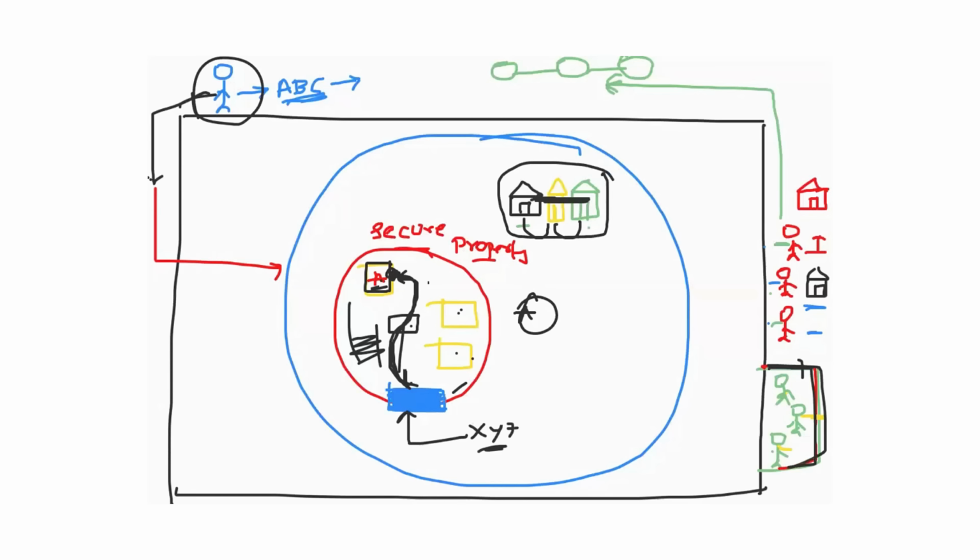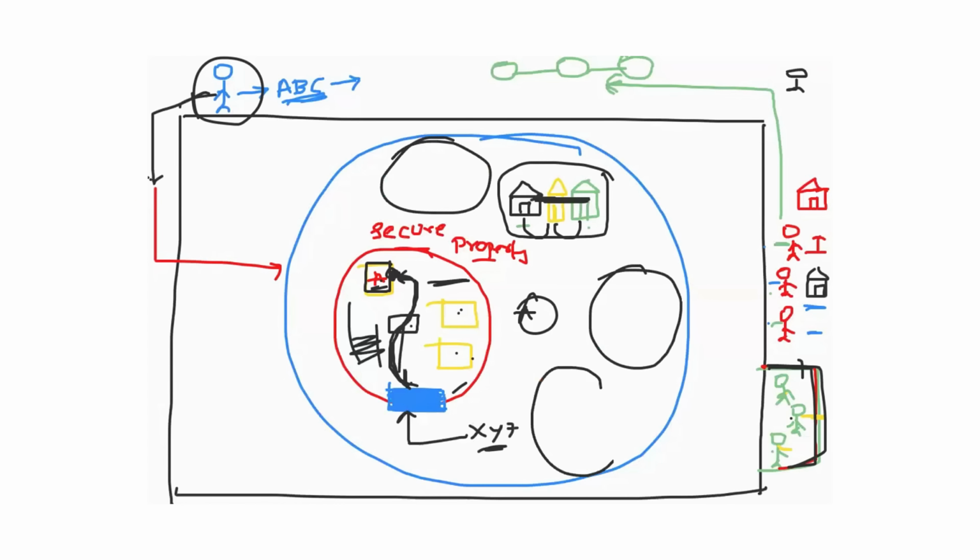Looking at these people, there is another bunch of people who came to him, and he has built another secure property, another secure property, another secure property. This way he started making his business.